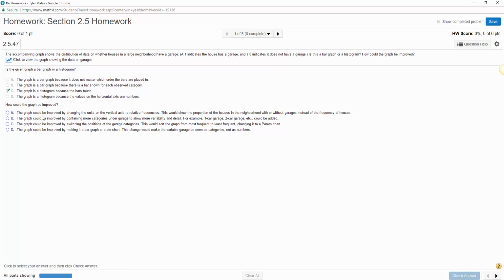Then the next part is, how could the graph be improved? A says the graph can be improved by changing the units on the vertical axis to relative frequencies. This would show the proportion of the houses in the neighborhood with or without garages instead of the frequency of the houses. B says the graph could be improved by containing more categories under garage to show more variability in detail. For example, 1 car garage, 2 car garage, etc. could be added. C, the graph could be improved by switching the positions of the garage categories, and so forth. And lastly, D, the graph could be improved by making it a bar graph or a pie chart. This change would make the variable garage be seen as categories, not as numbers.